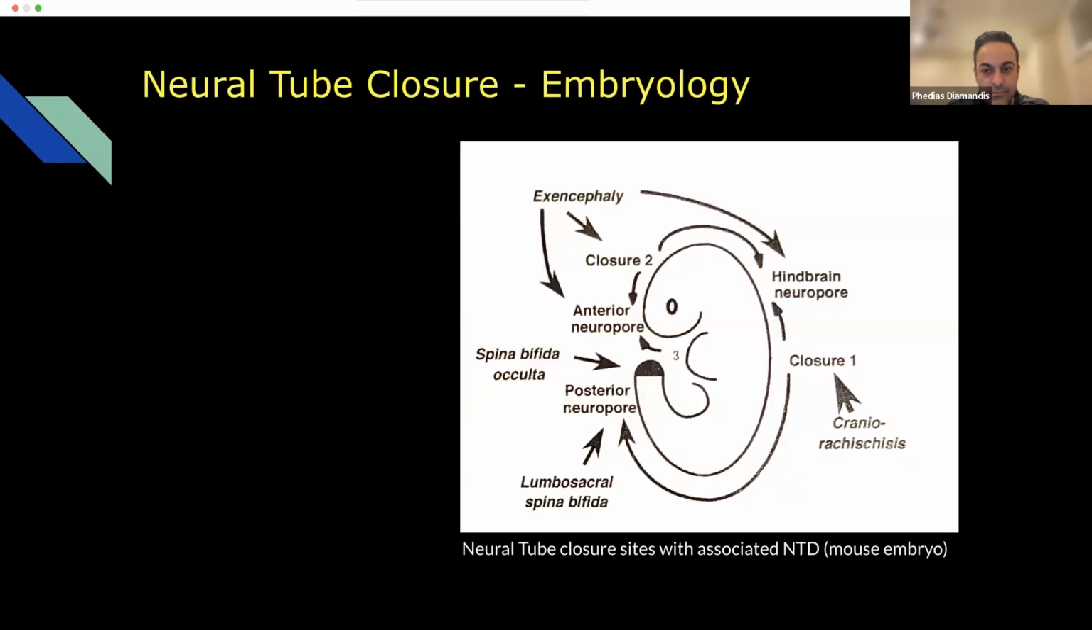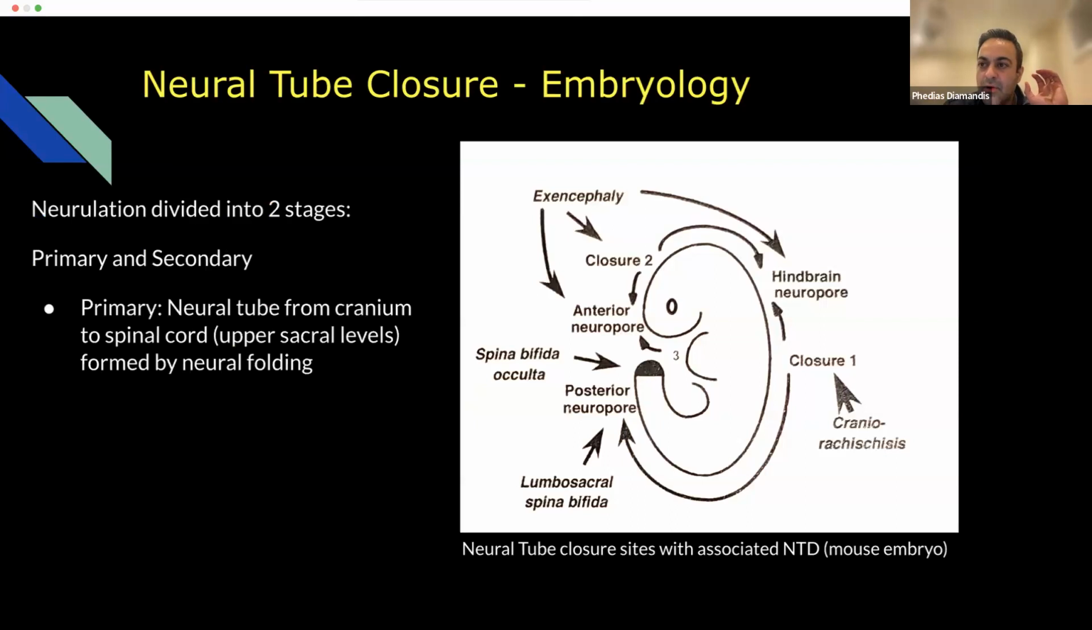So this is a cartoon of a fetus highlighting that there are multiple closure sites that occur, and really highlights how these closure sites and stages of neurodevelopment are associated with the different disorders that we're talking about today.